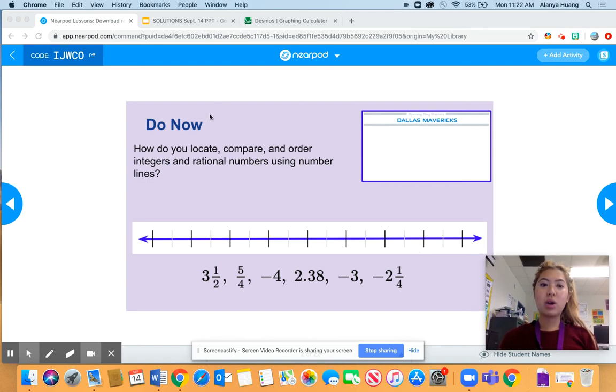So today's do now is: how do you locate, compare, and order integers and rational numbers using number lines? We have different kinds of numbers. We have mixed numbers, we have integers, we have decimals, and fractions.